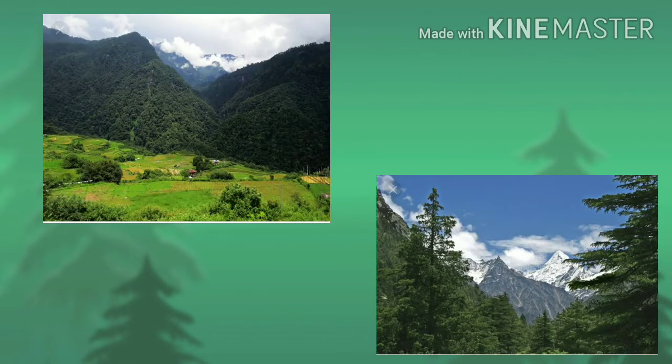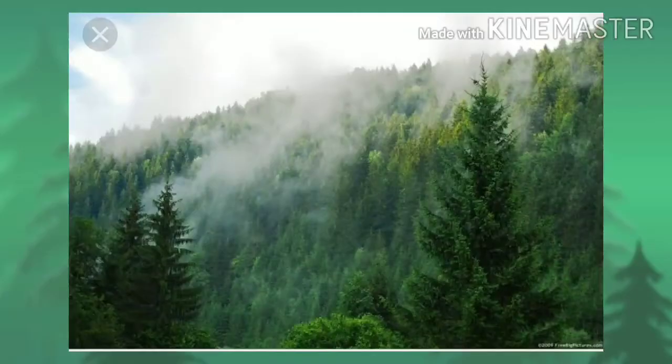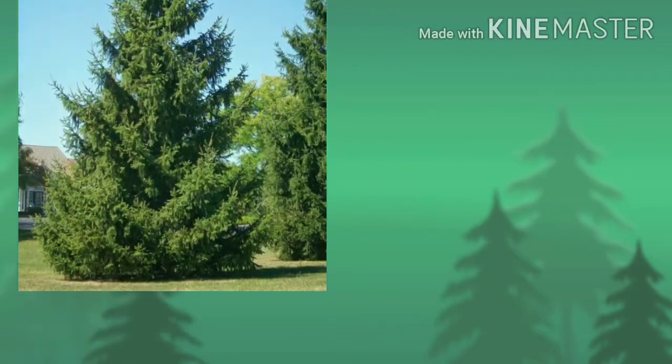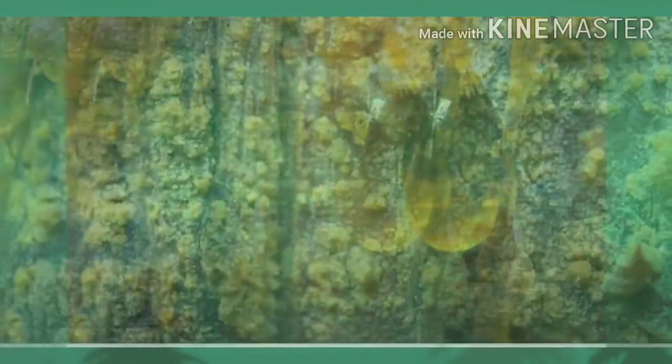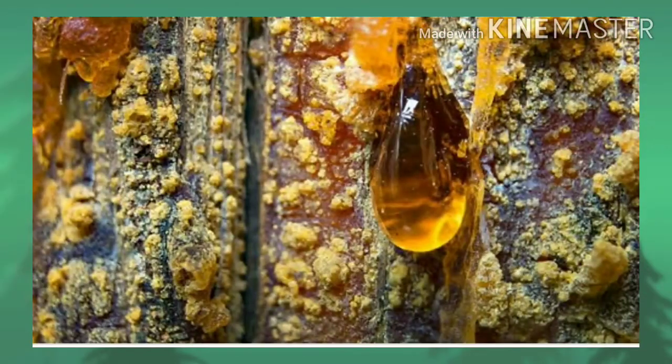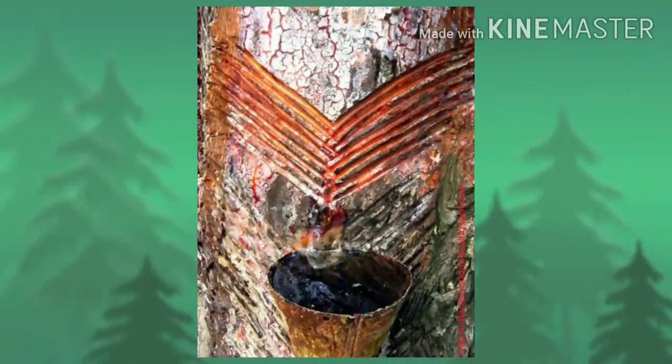These are known as coniferous forest, and I told you why. Because they have coniferous trees, the trees which are in cone shape. That is why they are known as coniferous forest. They have narrow and pointed leaves. Some of the examples are spruce, deodar and pine. Then I told you that the sap of the pine tree, or the gel that comes out of the pine tree, is known as resin, which is used for making paint.